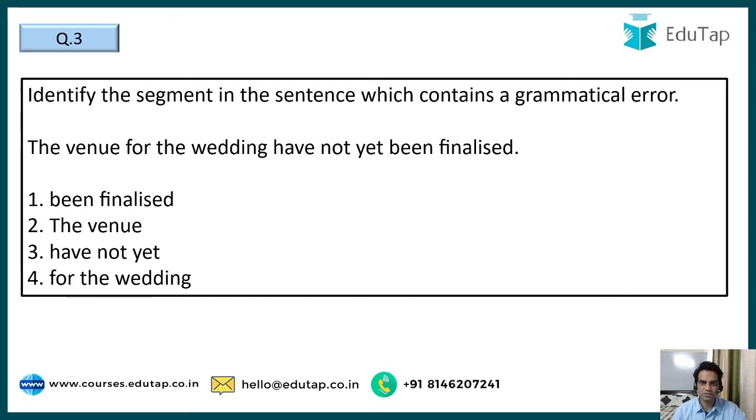Moving ahead, guys, question number 3. Now we have to find the grammatical error in the given sentence. The question is, the venue for the wedding have not yet been finalized. So guys, this is a simple question for subject verb agreement. The subject of the sentence is venue, which is singular, and the corresponding verb is plural, which is wrong. So it should be has. The venue for the wedding has not yet been finalized. So the correct option here is option number 3.